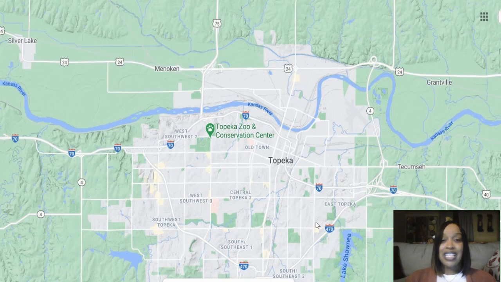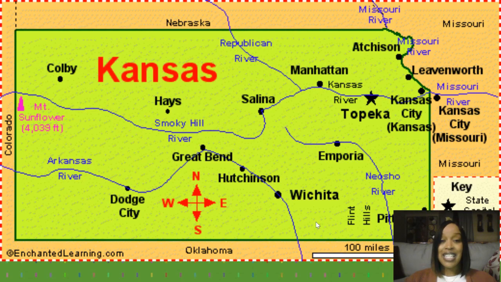So in our previous lesson, we explored Topeka and some of the characteristics of Topeka. In today's lesson, we are going to branch out and explore Kansas and the characteristics of the state that we live in, Kansas.